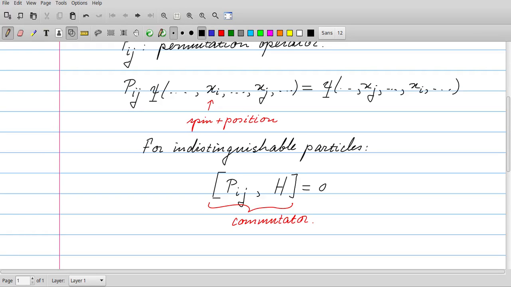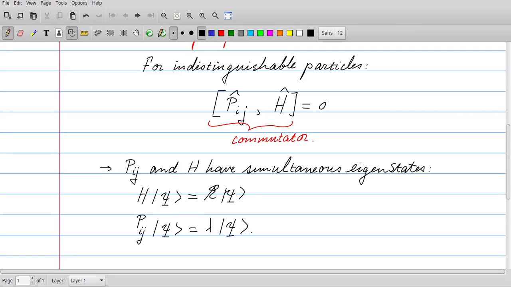Because the particles are considered to be indistinguishable, we should have that the commutator between Pij, which obviously is an operator, and H, which is also an operator, should be 0, because Pij doesn't have any effect on the Hamiltonian.